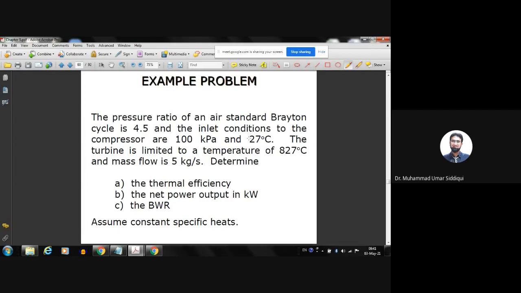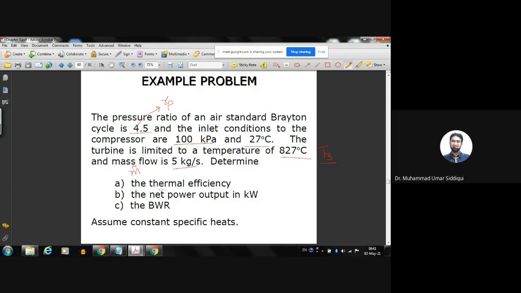So let's have a problem here. The pressure ratio of an air standard Brayton cycle is 4.5. That's the pressure ratio, RP, and the inlet conditions to the compressor, the temperature and pressure, are given. The turbine is limited to a temperature of 827 degrees centigrade, so that's T3, that's limited. And the mass flow is 5 kg per second, so that will be m dot.